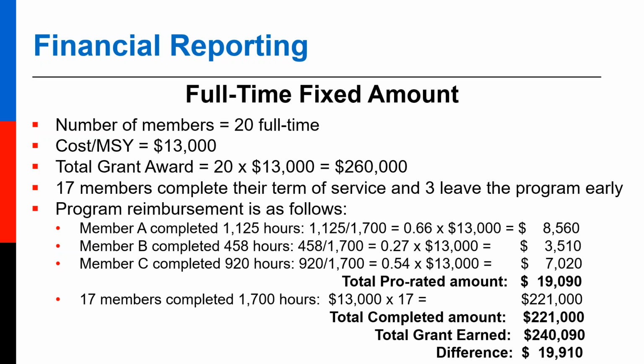If you take those 3 members that left early, their total amount is $19,090. You add it to the 17 members who completed successfully, and had a total of $221,000, the total grant earned then is $240,090. So there's a difference of $19,910, which is not available to the program. Okay, so the program has lost almost $20,000 of their grant based on the retention of those 3 members.